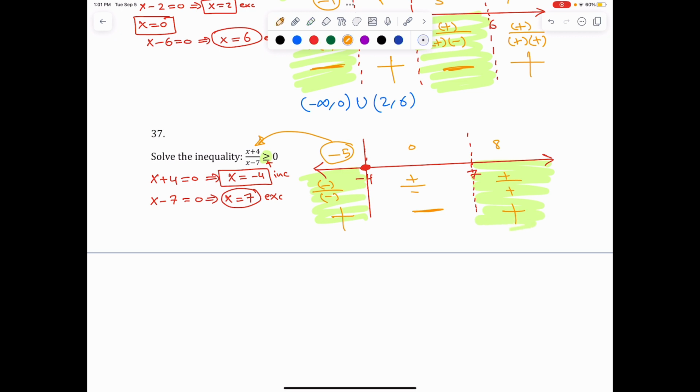So the solution is going to be from negative infinity all the way to negative 4 inclusive, union from 7 exclusive all the way to positive infinity.